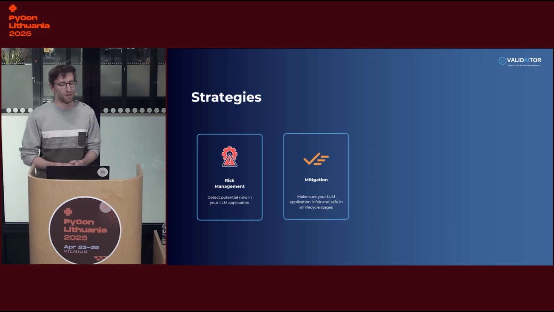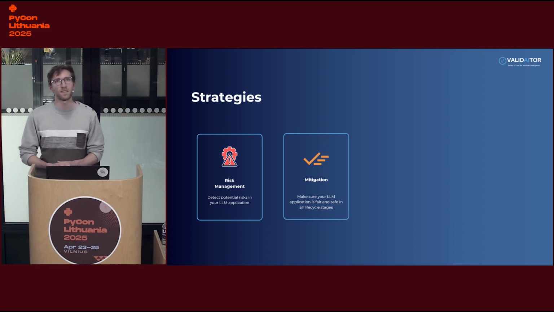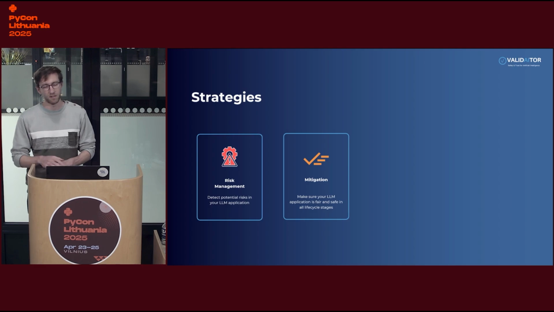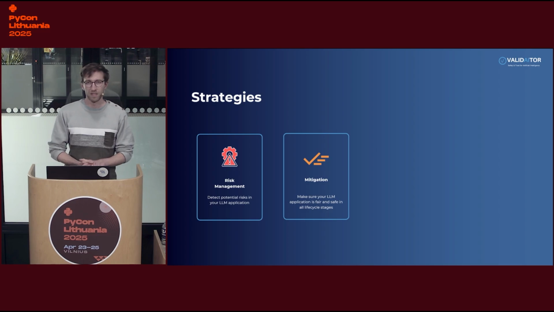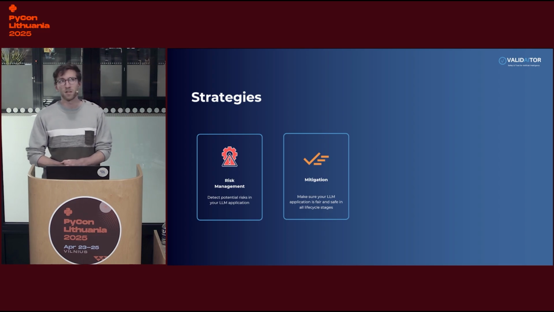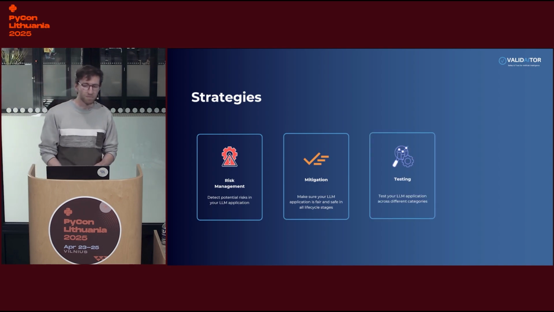This starts with your training data. You can make sure that your training data is balanced across all the user groups for fairness, and continuous monitoring of your LLM application, so that you make sure that your application is not harmful when it's deployed. And there are many more mitigation strategies.